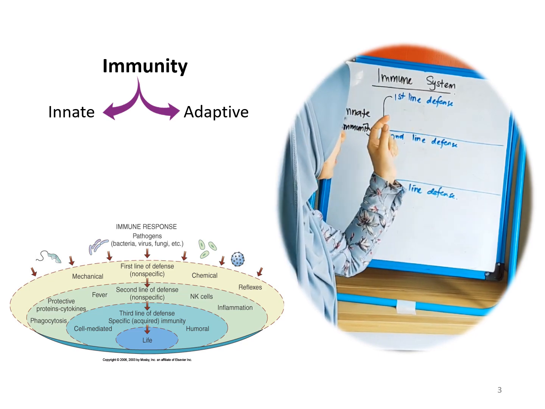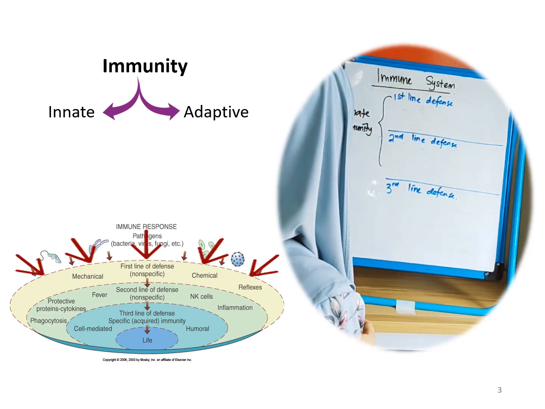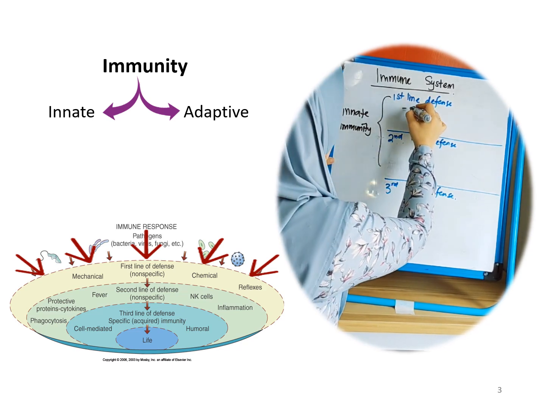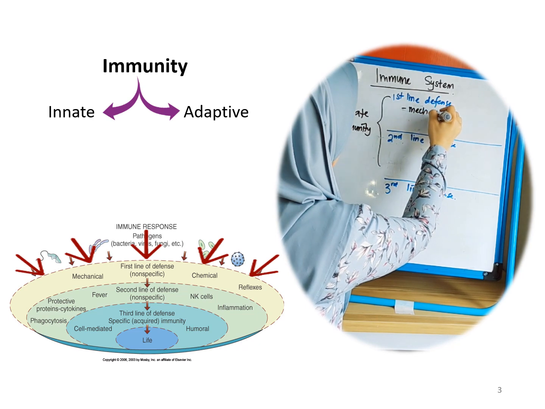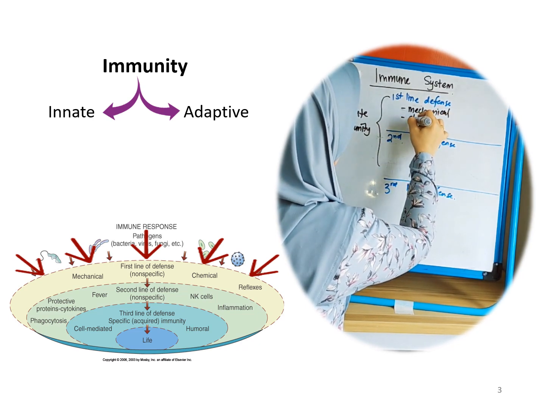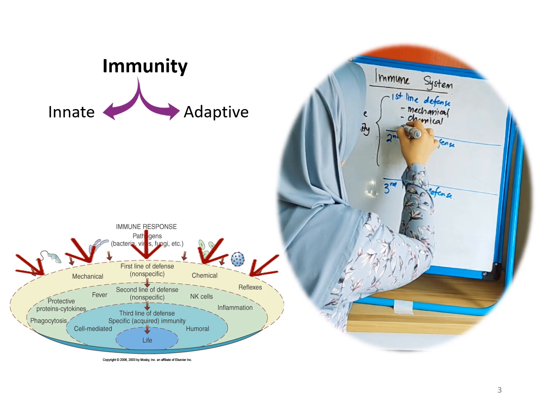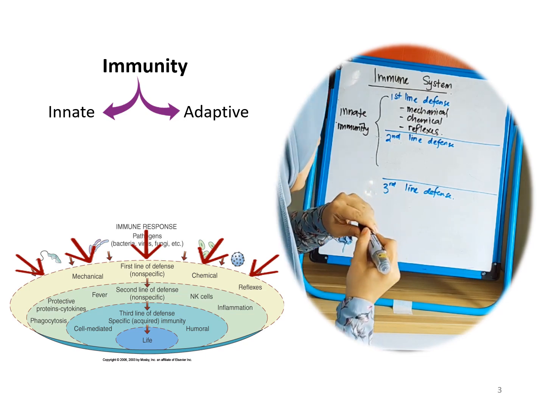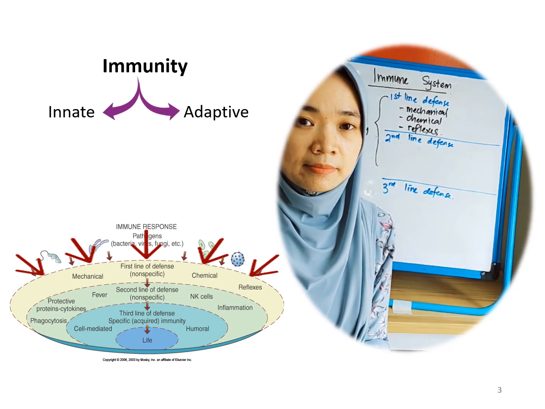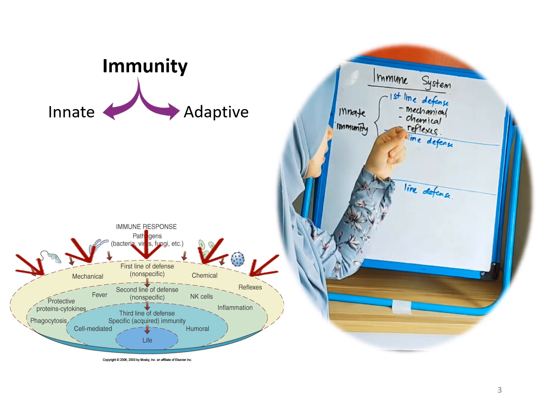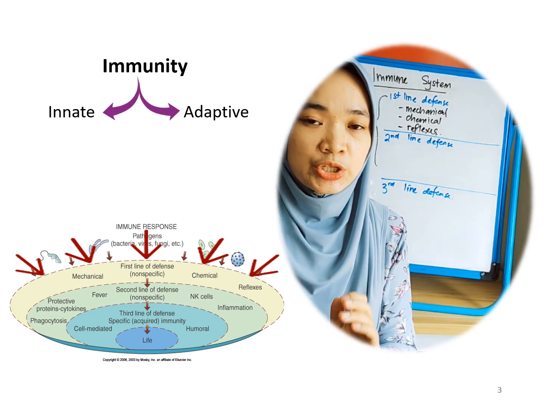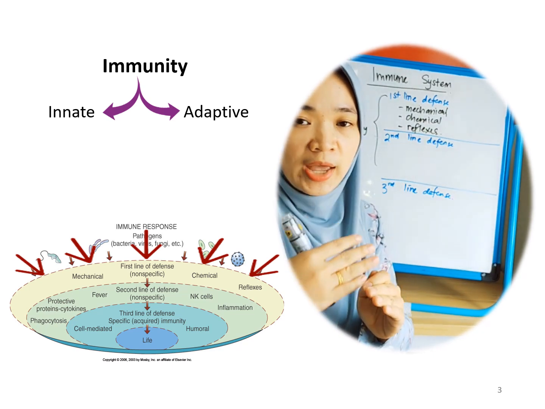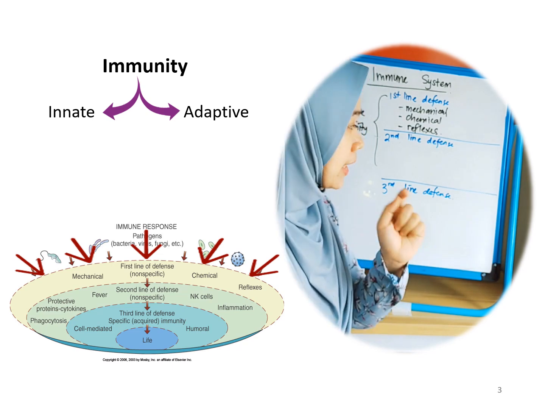Okay, what is the first line of defense? The first line of defense uses mechanical, chemical, and reflexes. These are the mechanisms of immune response under the first line of defense. We just use the chemical, mechanical, and reflexes to remove and eliminate the pathogen from our body. Okay, we go through them one by one.